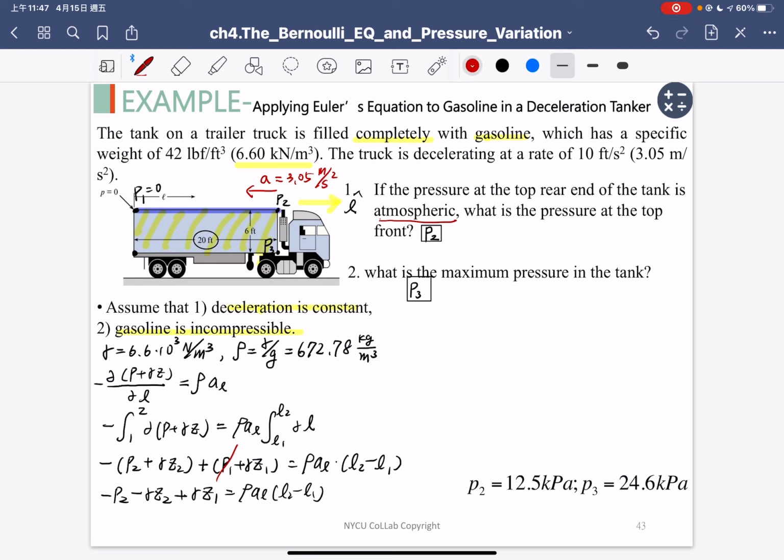In here, we know that z1 and z2 are located at the same elevation, so they should just cancel, right? We don't have the terms from z1 and z2. So finally we have minus P2 equals rho a_L times L2 minus L1. Based on the formula shown here, we can compute the P2 answer.